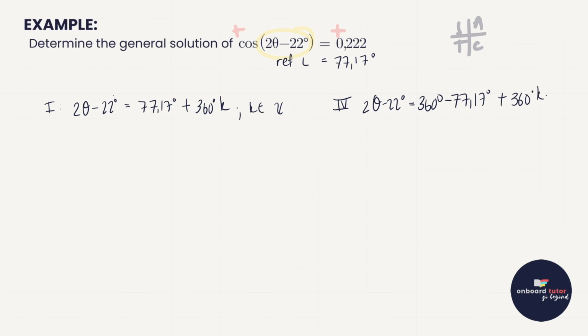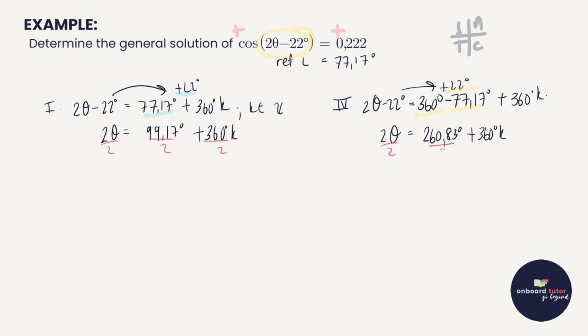We can now move these 22s over. So plus 22, and then we can collect all like terms. To have an official general solution, I'm not solving for 2 theta, I'm solving for theta. So I now need to divide everything by 2. So there is the general solution of that.